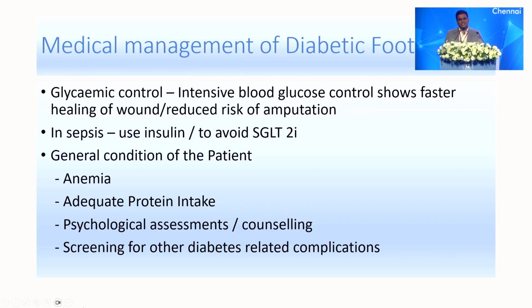Better to avoid SGLT inhibitors, because the chances of dehydration followed by euglycemic ketoacidosis are higher. If it's a small, non-infective, only trophic ulcer, you may continue the SGLT inhibitor with caution. But if somebody has an extensive foot ulcer needing surgical management, it is better to avoid SGLT inhibitors. And look at the general condition of the patient. Many times those who develop foot ulcers may also have poor glycemic control and poor self-care. All of those are very common.